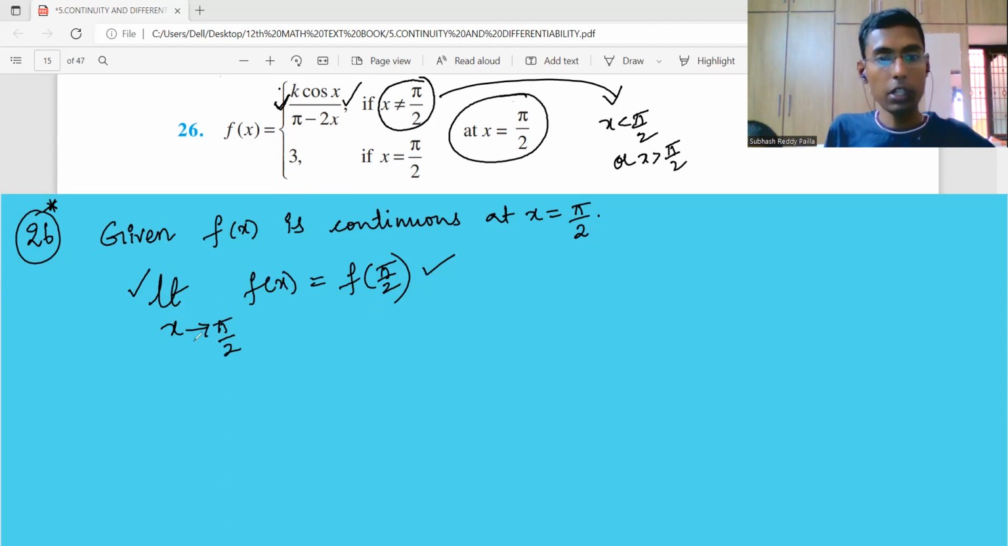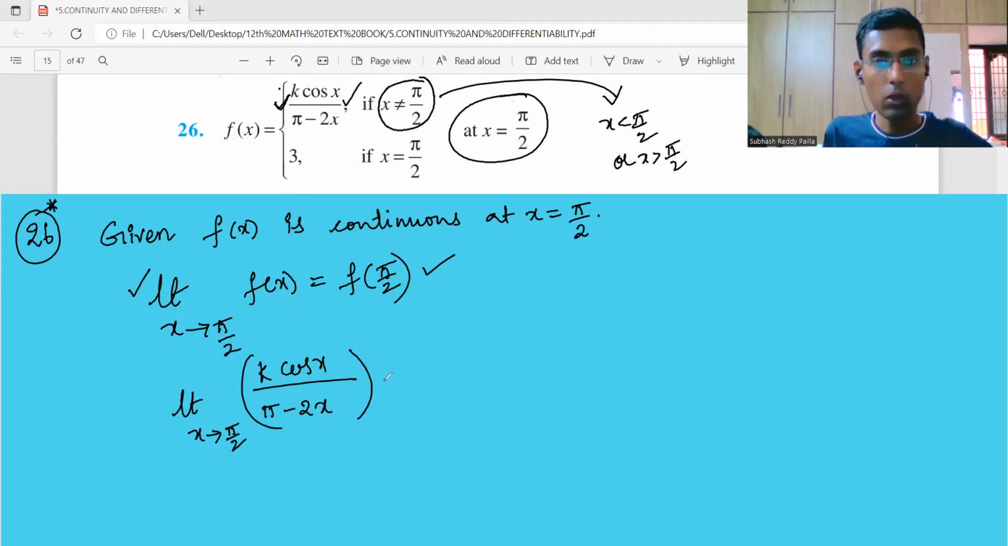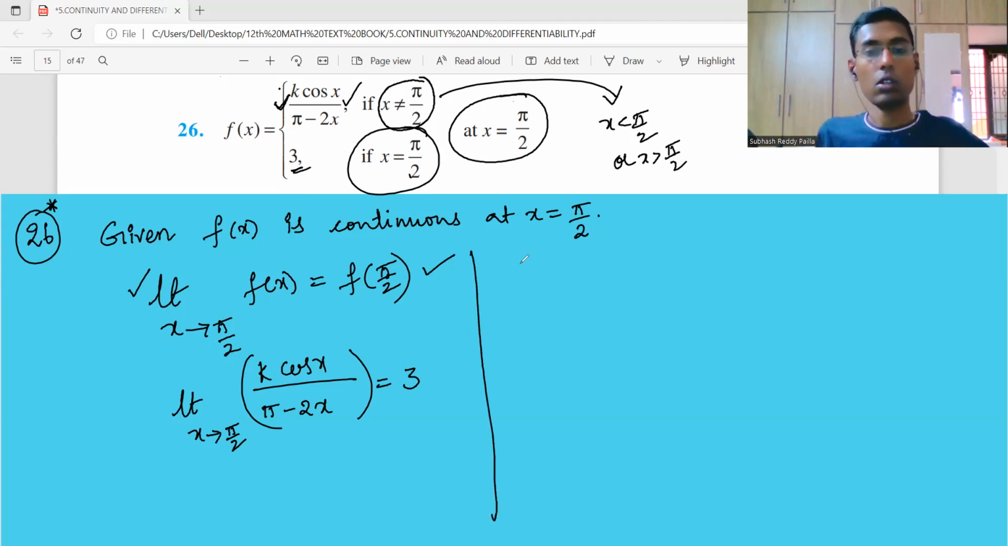So here, limit as x tends to pi by 2 of f of x, we'll write now. What is that? K into cos x by pi minus 2x. This equals f of pi by 2. F of pi by 2 is what? When x is pi by 2, f of x is 3. So f of pi by 2 is 3. Yes or no? Yes, sir. Okay, all right.